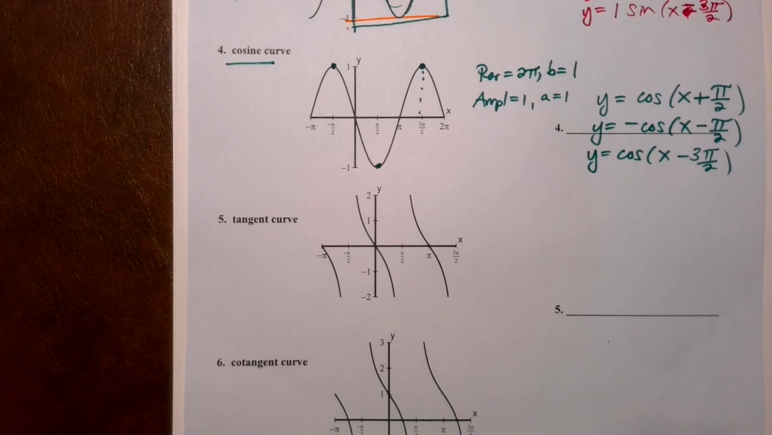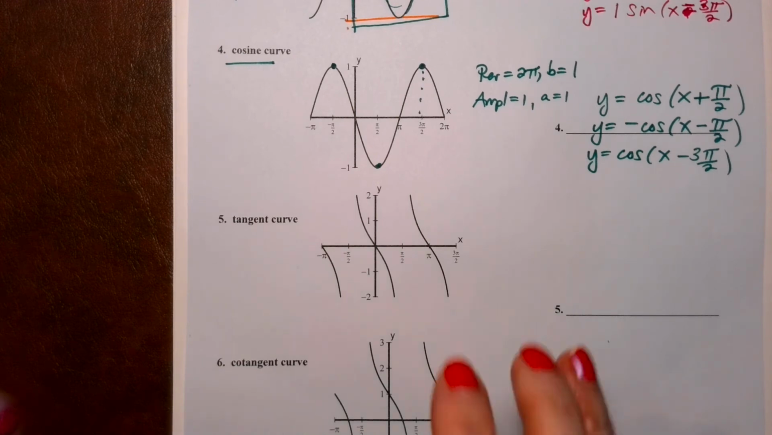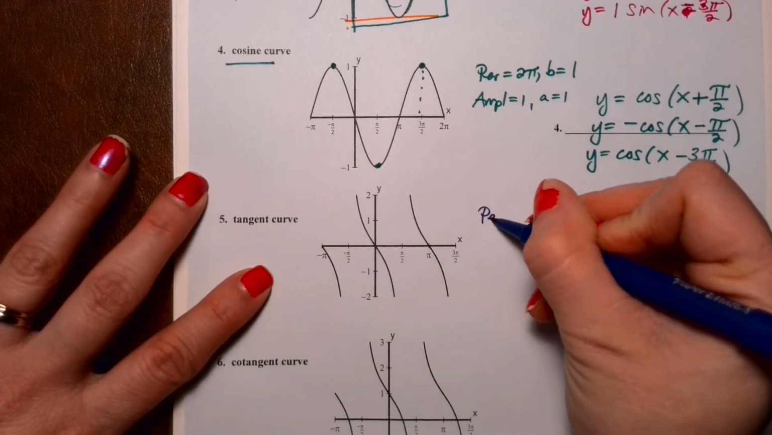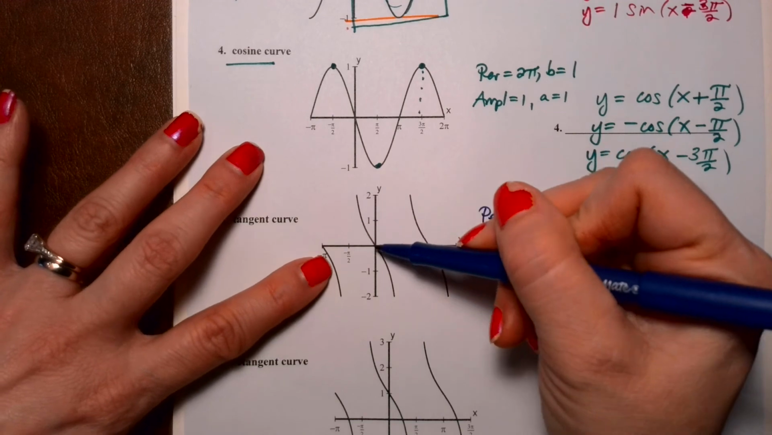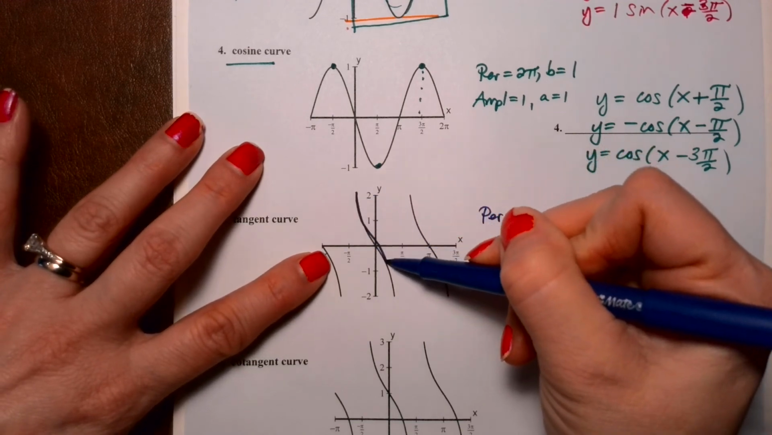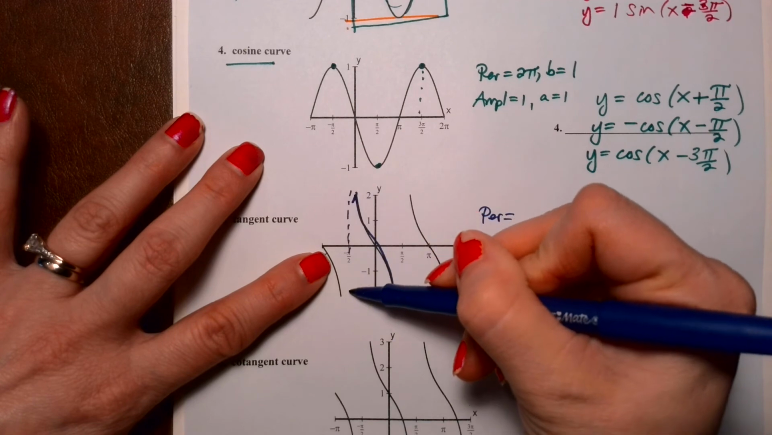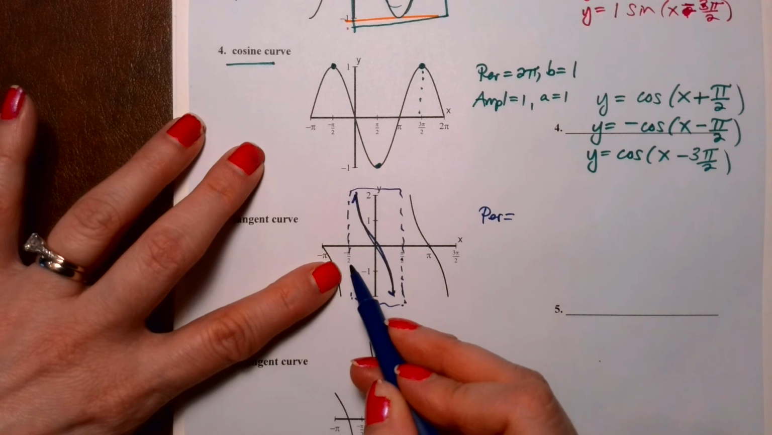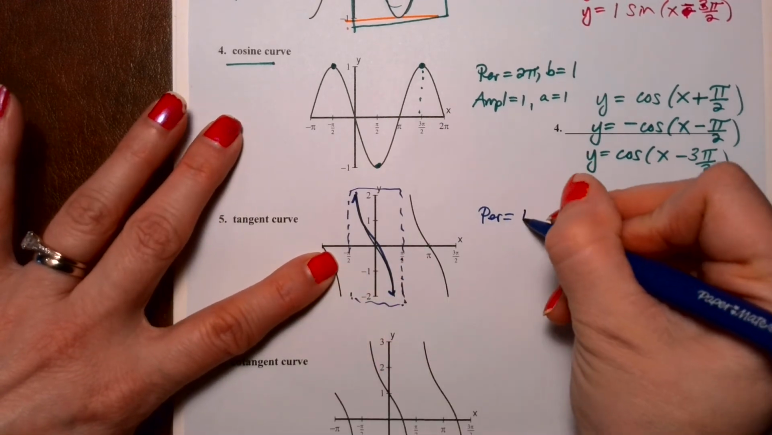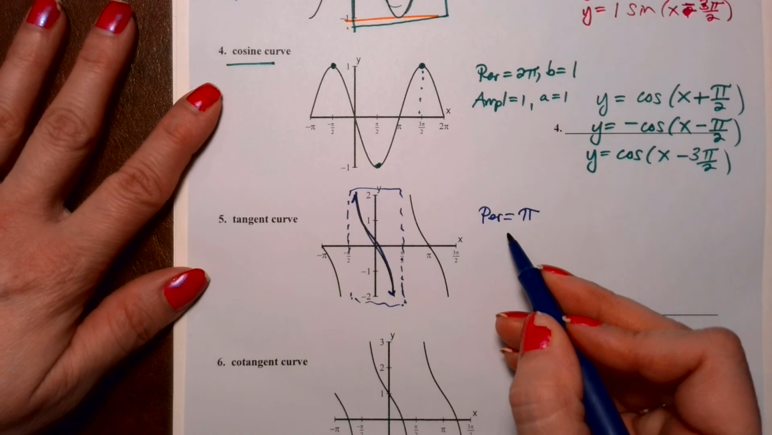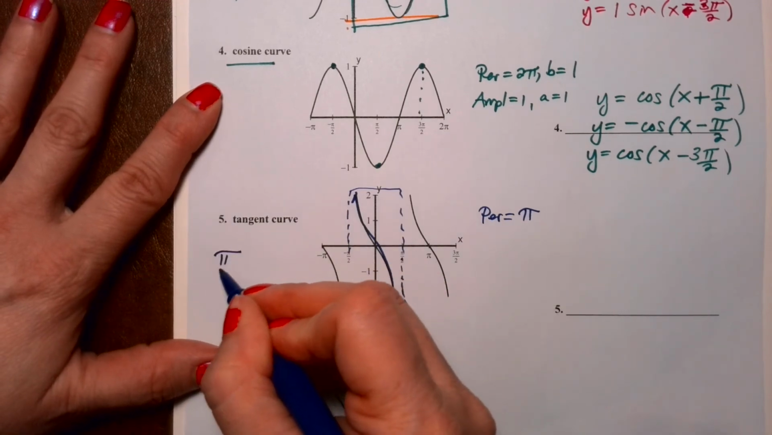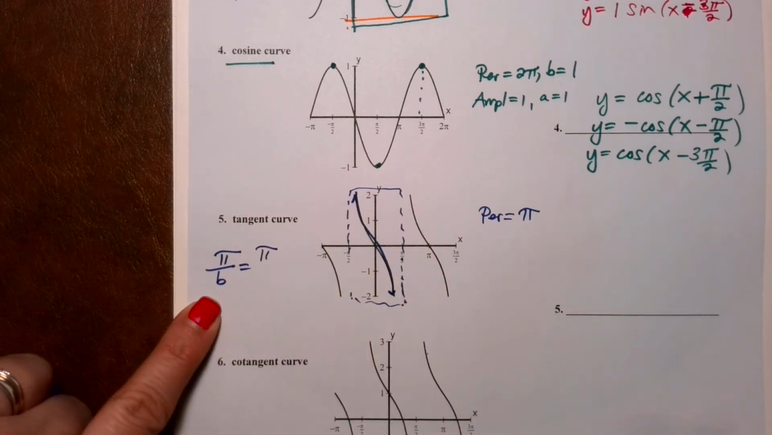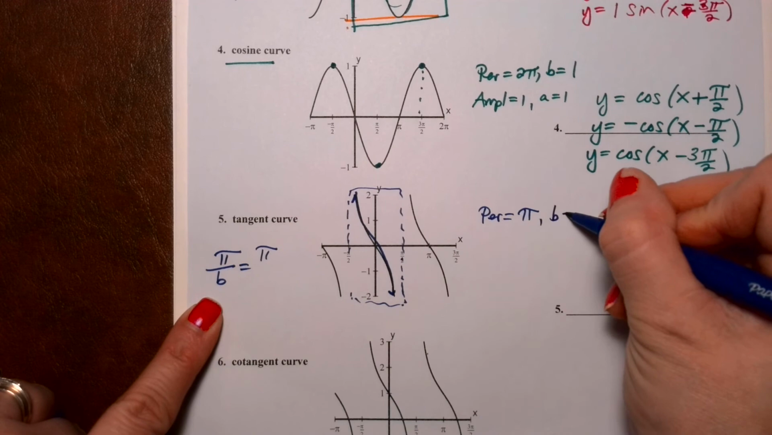Tangent curve. Tangent has a different formula for period than sine and cosine. Let's see if we can figure out the period. One branch of a tangent is a period. So here's one period right here, and it goes negative pi over 2 to the left, negative pi over 2 to the right. So the period is pi. The formula for the period of a tangent graph is pi over b, and the period here is pi. So what should we make the b value? We should make the b value be a 1.